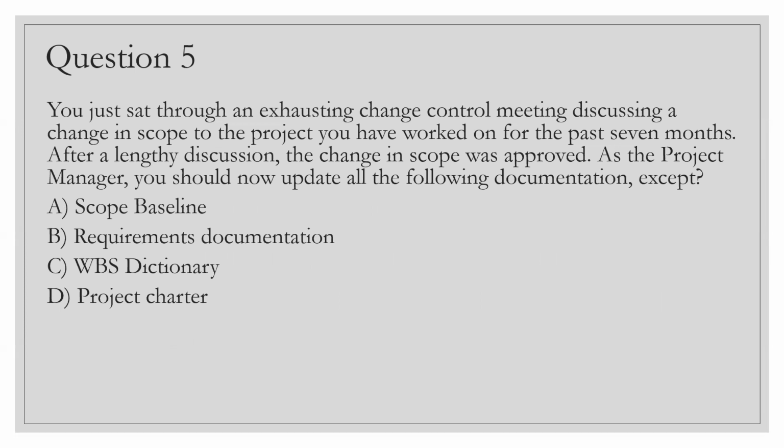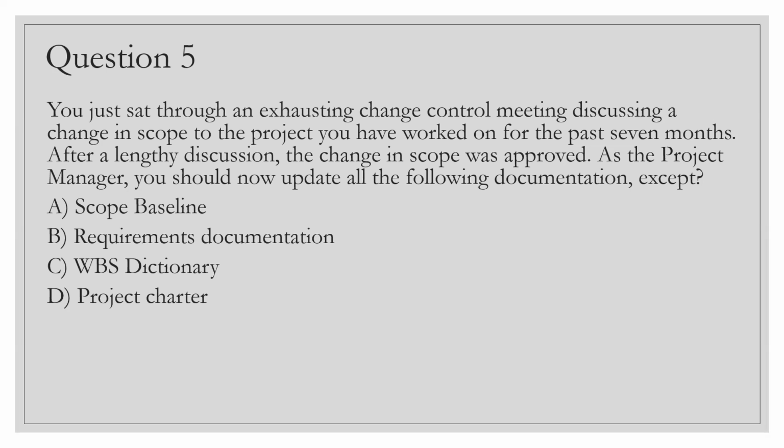Question 5. You just sat through an exhausting change control meeting. Now remember, this is an integration management question. So you are getting all sorts of questions here. You're getting questions about how to find out the cost, like cost is coming into the picture, scope is coming into the picture, and now also you're getting the change control board in the picture. So, exhausting change control meeting, discussing a change in the scope to the project you have worked on for the past 7 months. After a lengthy discussion, the change in scope was approved. As the project manager, you should now update all the following documentation except.